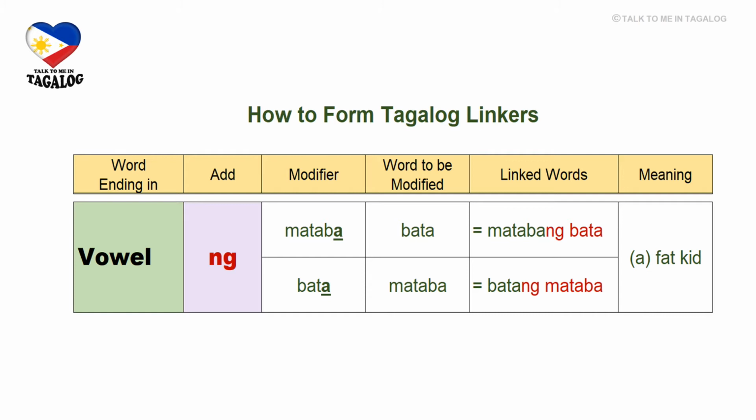These two words are interchangeable. Let's say bata is the first word. Since it also ends with a vowel A, we add ng to it, which makes it batang mataba, a fat kid.